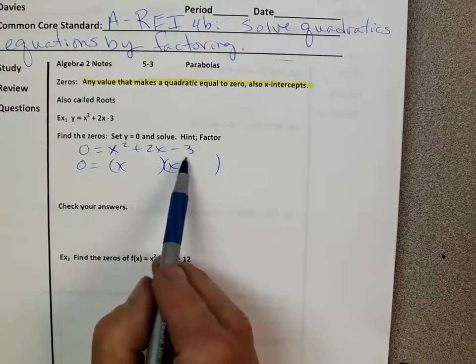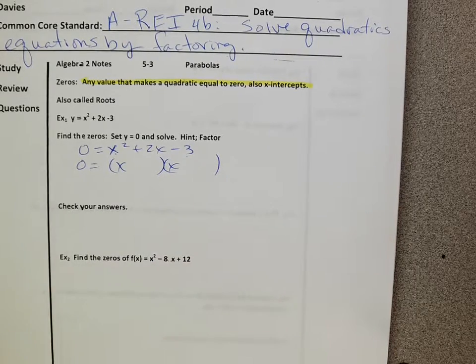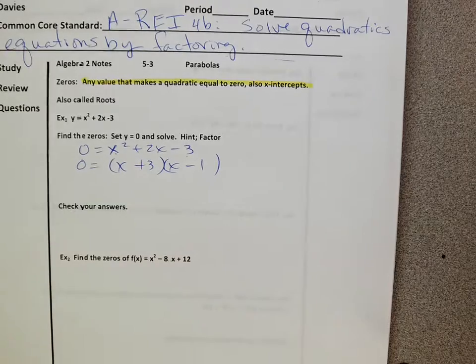Now, what about the multiples of 3? What times what makes 3? 3 and 1, right? 3 and 1. But how about a positive 3 and a negative 1, okay? Does that make sense? Now, the zeros are almost there. The zeros are what makes it 0, okay?